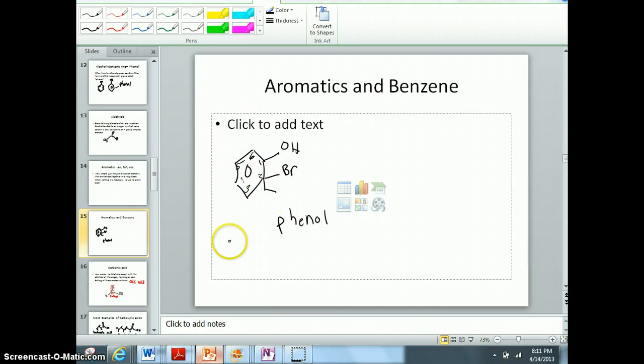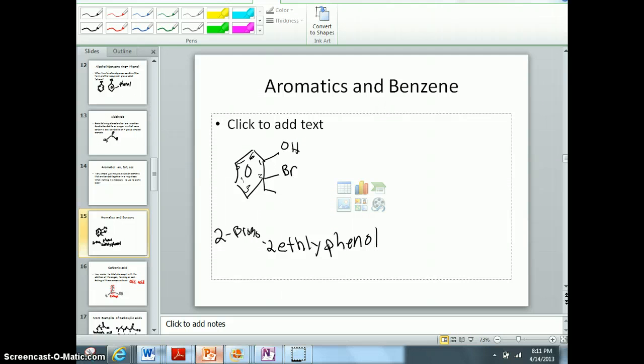So on our 1 we have a 2, and remember, alphabetical order, this is a bromo, which we'll get into later, and this is a 2 carbon chain, so that's an ethyl. So B comes before E, so it's going to be 2-bromo-2-ethylphenol. And that's how we would write that. Just get rid of this.